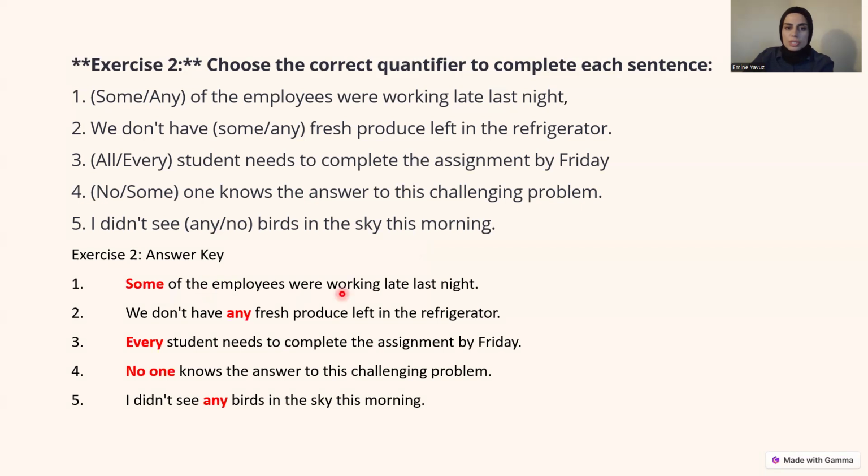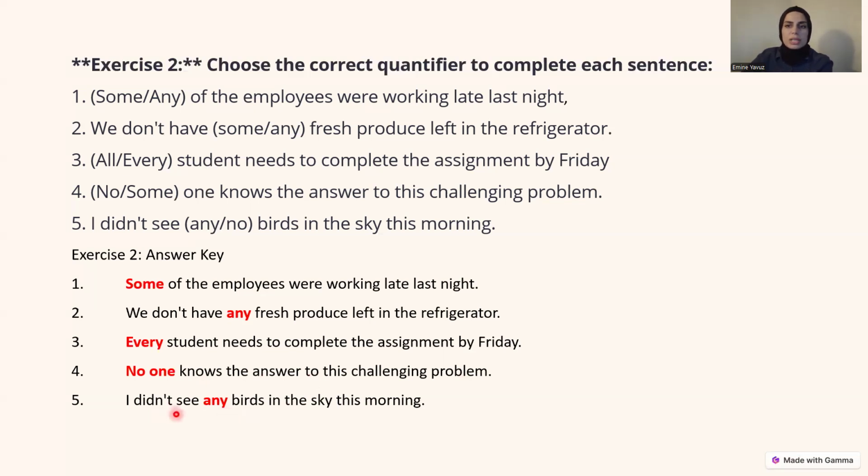Some of the employees were working late last night. We don't have any fresh produce in the refrigerator, because the sentence is negative and we need to use any. Every student needs to complete the assignment by Friday, each of the students. No one knows the answer to this challenging problem. I didn't see any birds, as the sentence is again negative.